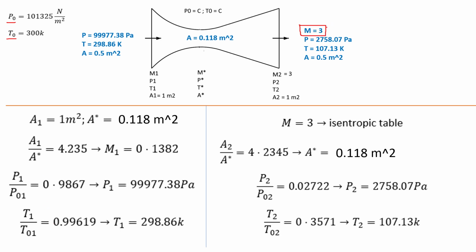So for that Mach number 3, I am using the isentropic table to find other properties. For example, static pressure at that station is 2758 Pascal, temperature is 107 Kelvin. In the same way I can proceed for the area in the throat, that is 0.118 meter height. And for the inlet also I got the pressure and static temperature. So with this I am going to proceed for the simulation.